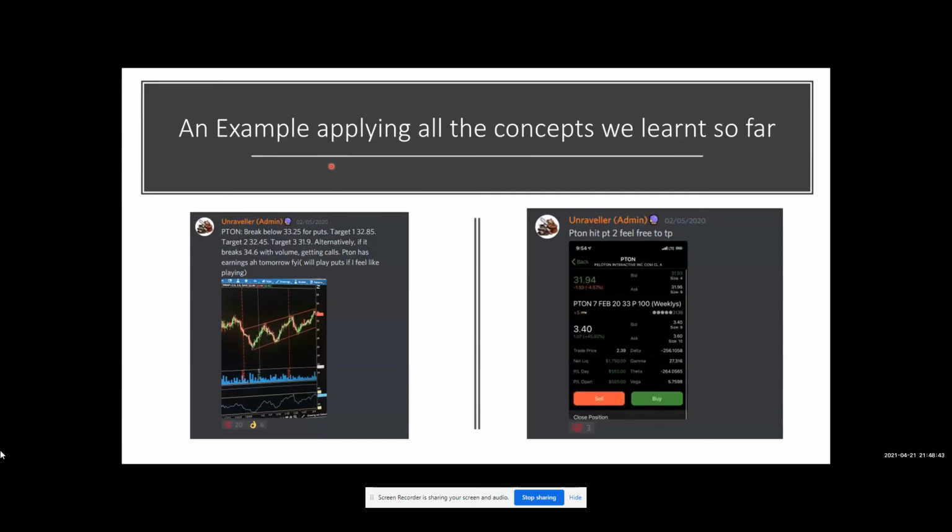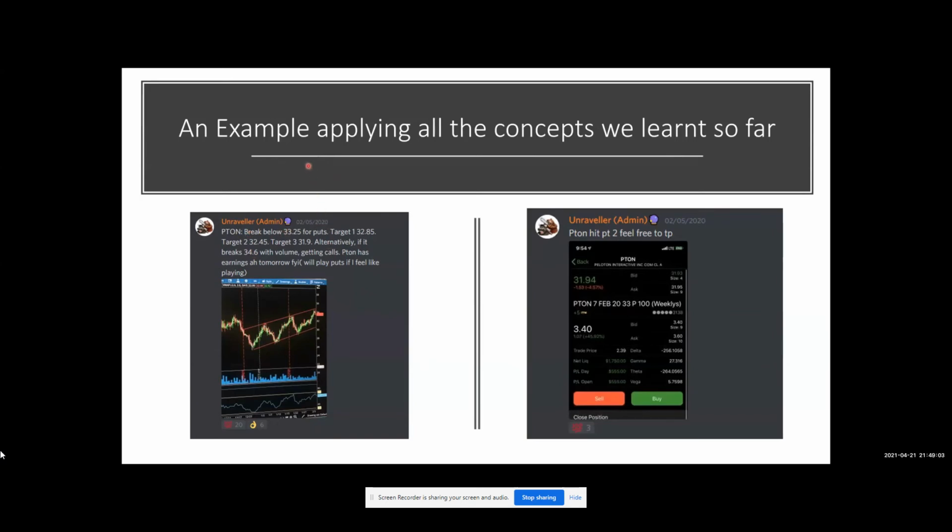So the first trade here is Peloton. I will show you the real chart, but this is something that I posted in the chat. So you guys can see that I've drawn a channel for Peloton. Peloton was being respected in this channel. We're just trading in this channel, and my rationale was: break below 33.25 for puts.